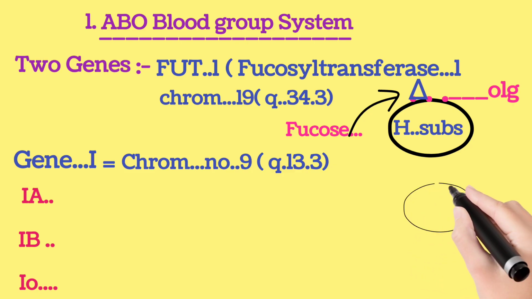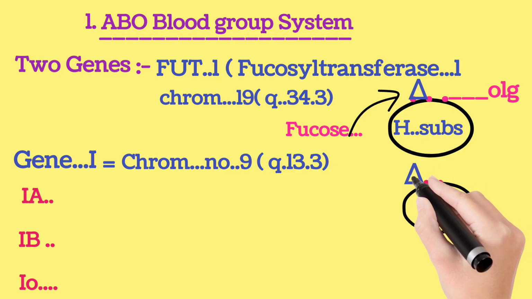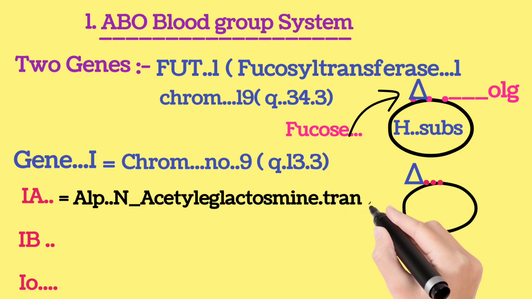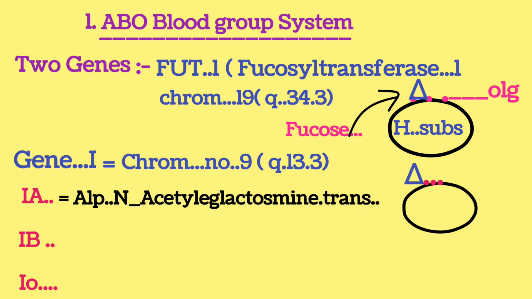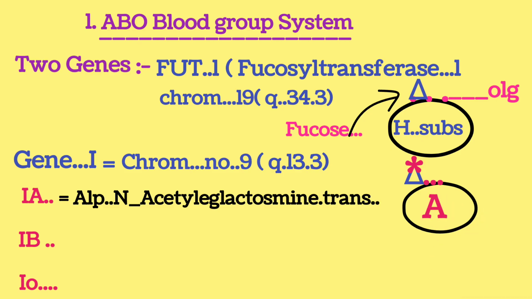Suppose this is the erythroblastic precursor cell membrane. It has H antigen. Now allele A is expressed to form the acetyl galactosamine transferase enzyme, which adds galactosamine to the H antigen and forms A antigen, which indicates blood group A.